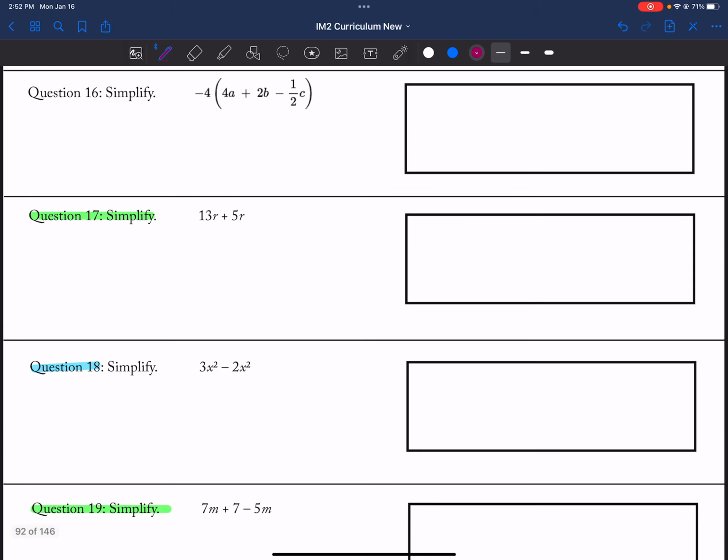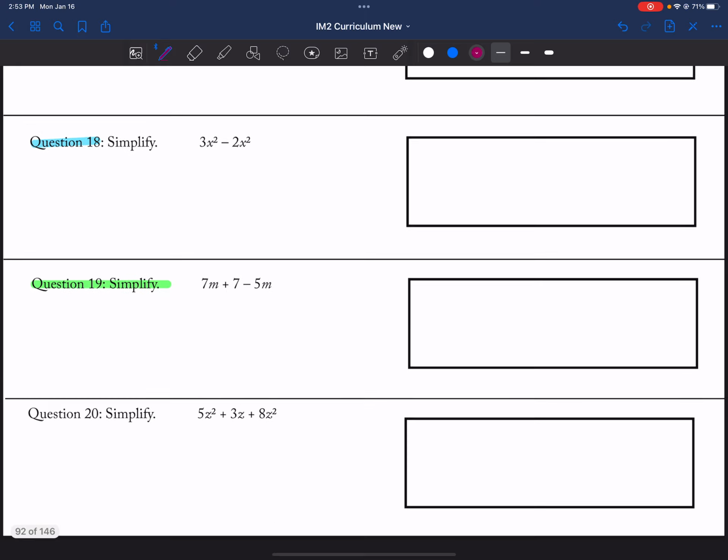Okay. And then combine like terms. So they both have r's. So how many r's do I have? I have 18 of them. 18r. Like a pirate. 18r. Okay. Not funny. Okay, going on.